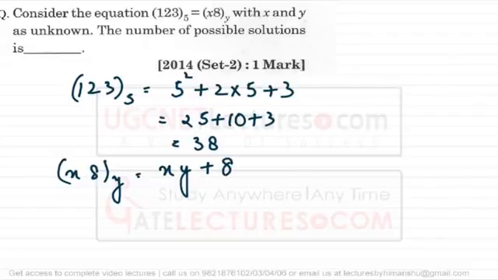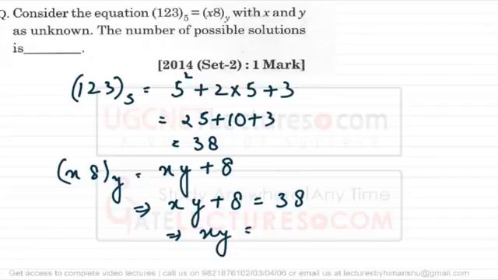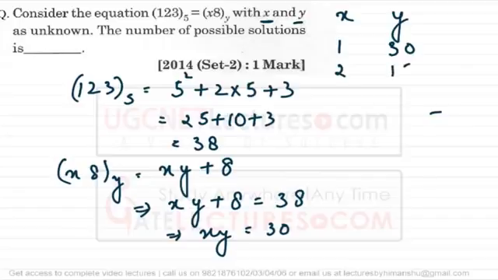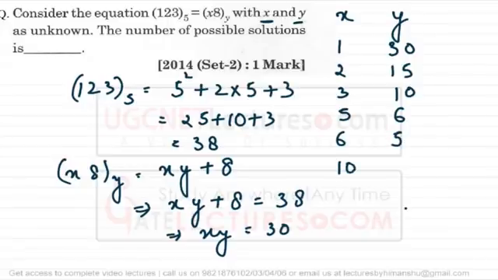Okay, cool. So now what you're getting is xy plus 8 must be equal to 38, which gives xy should be 30. So we've got two variables, x and y. X and y are unknown, and it's asking for the number of possible solutions. Just look at what can be the possible values for x and y. If x is 1, y can be 30. If this is 2, this can be 15, 3 and 10, 5 and 6. Then you get 6 and 5, 10 and 3, 15 and 2, 30 and 1. So these are the number of possible solutions for x and y.